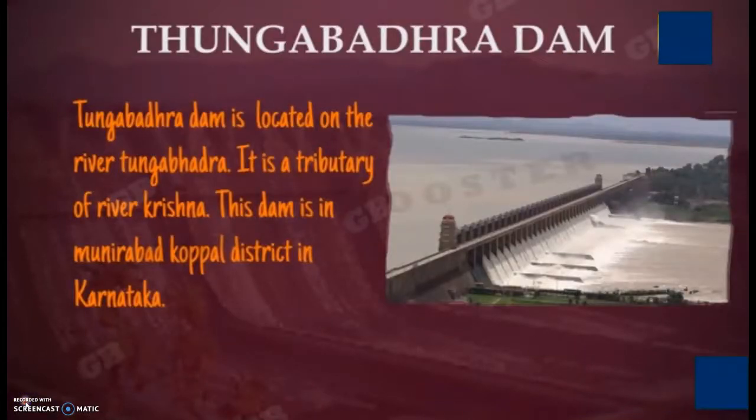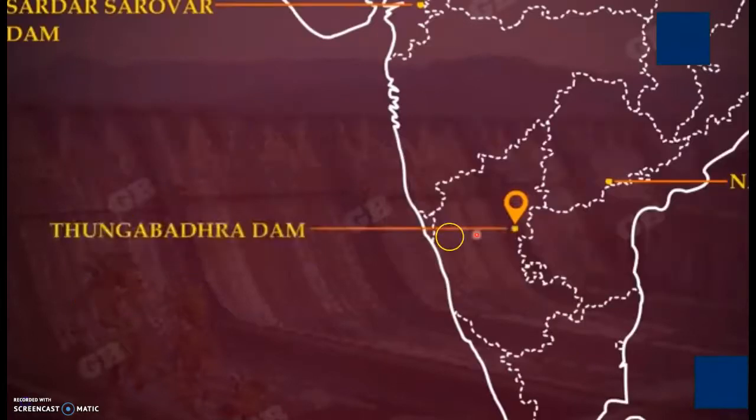Next one, Tungabhadra Dam. Tungabhadra Dam is located on the river Tungabhadra. It is a tributary of river Krishna. This dam is in Munirabad, Koppal district in Karnataka. So children, mark Tungabhadra Dam here at this point in Karnataka.